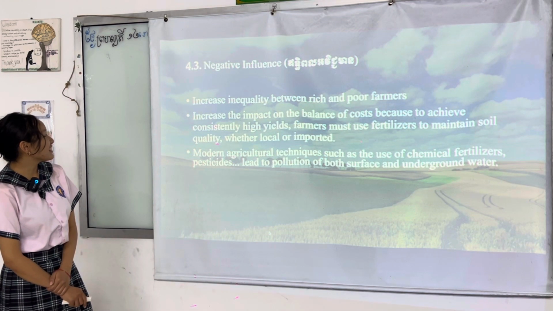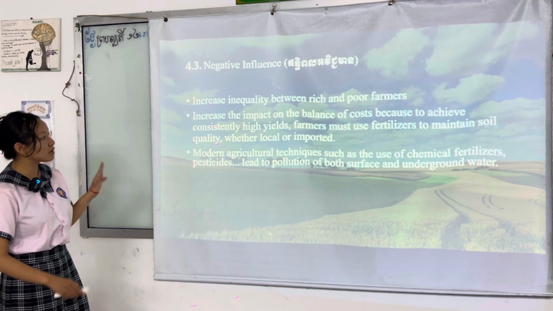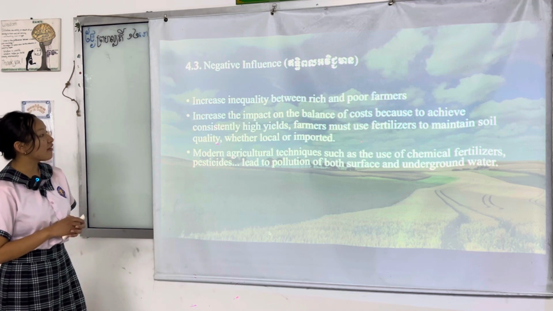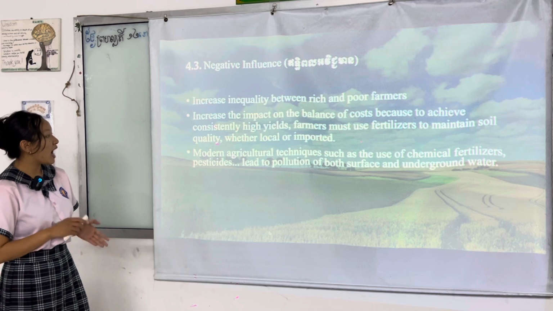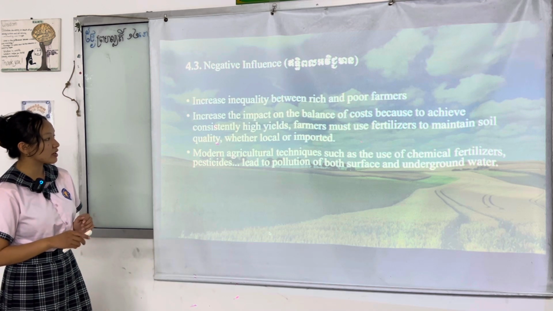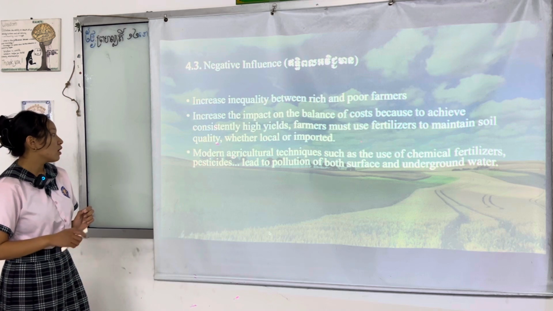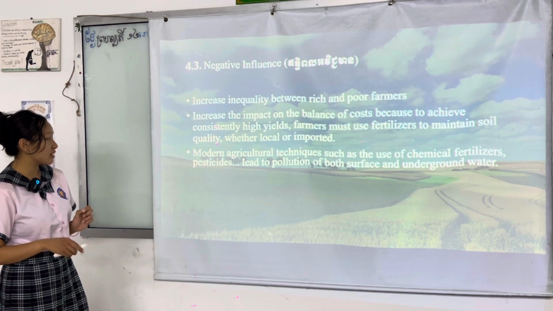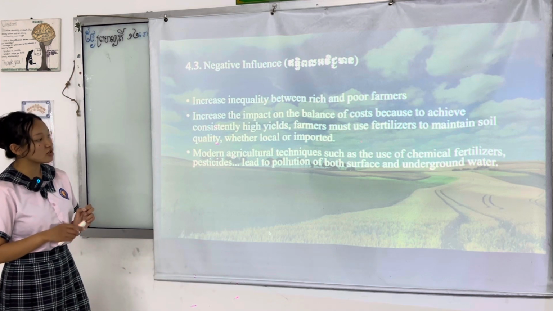4.3, negative influence. There will be an increase in inequality between the rich farmers and poor farmers, and an increased impact on the balance of costs, because to achieve consistently high yields, farmers must use fertilizers to maintain soil quality, whether local or imported. Modern agricultural techniques such as the use of chemical fertilizers and pesticides lead to pollution of both surface and underground water.